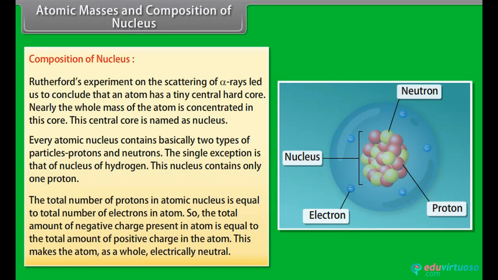The total number of protons in the atomic nucleus is equal to the total number of electrons in the atom. So, the total amount of negative charge present in the atom is equal to the total amount of positive charge in the atom. This makes the atom as a whole electrically neutral.